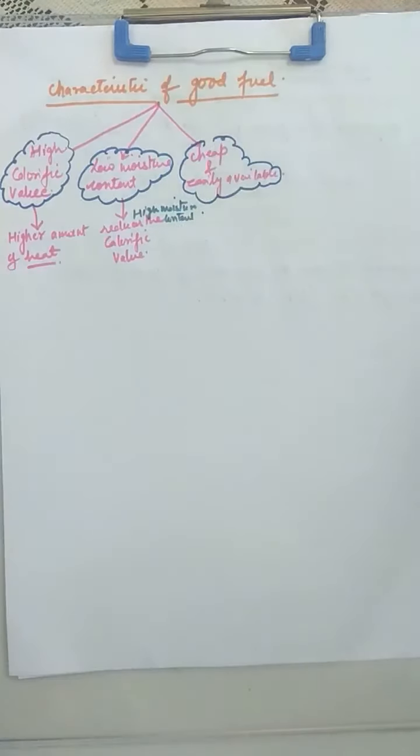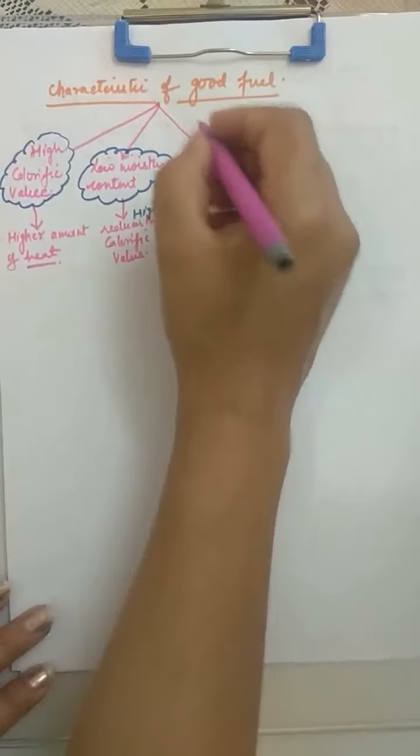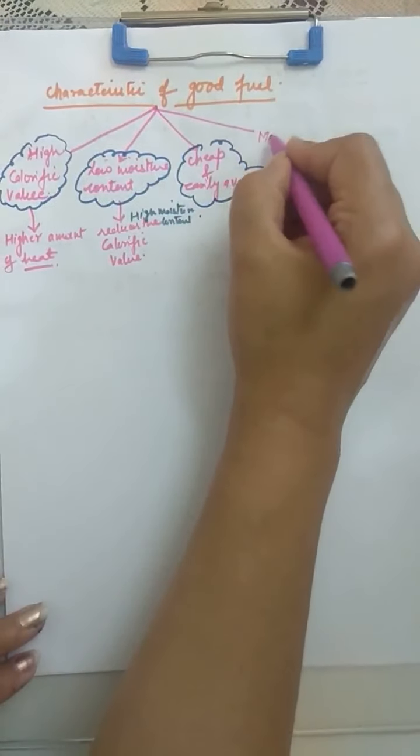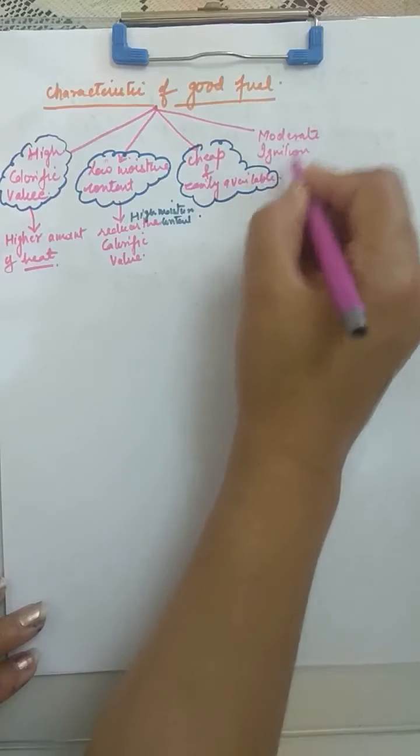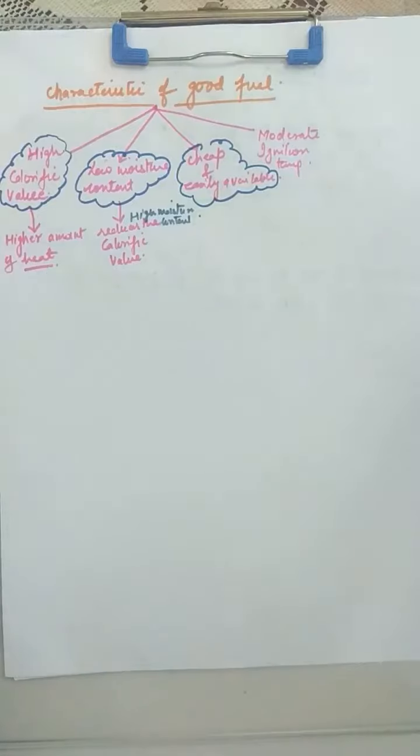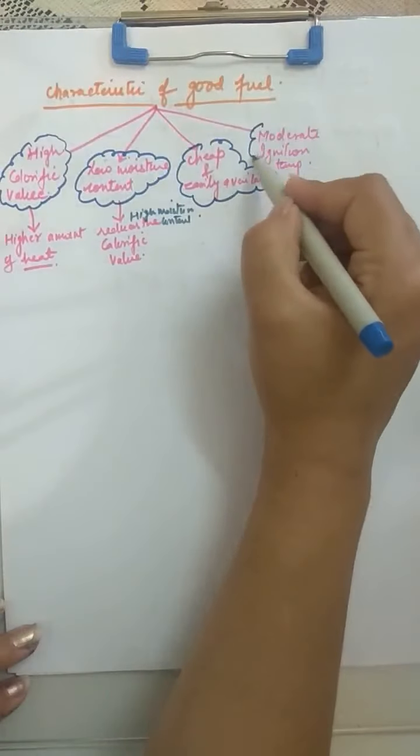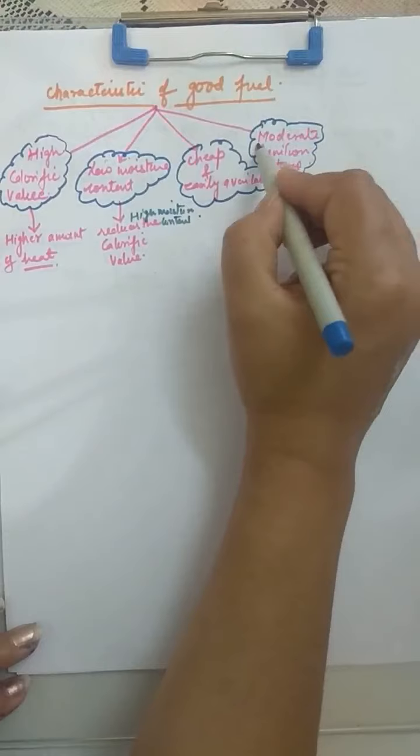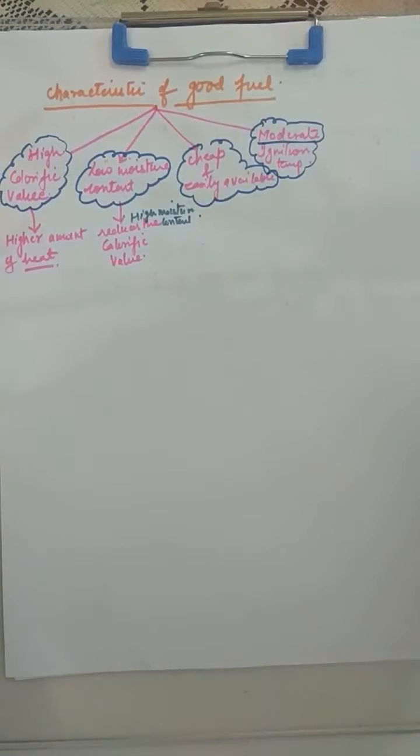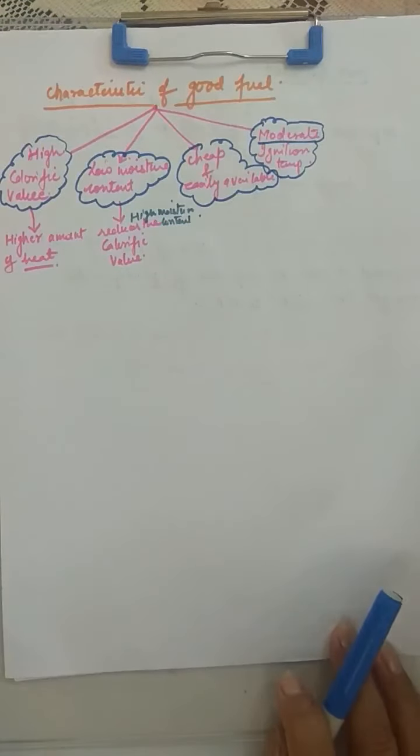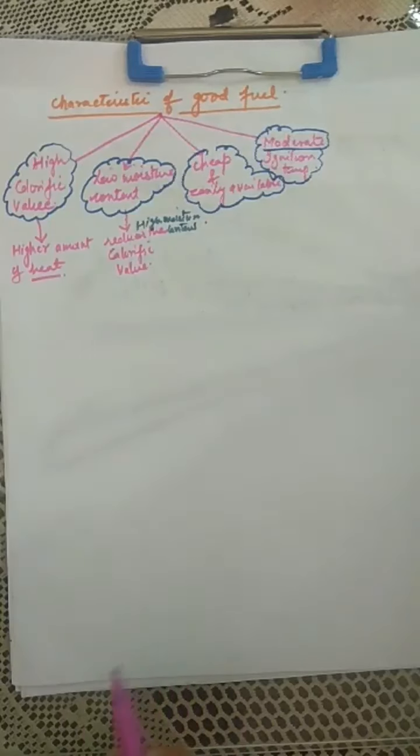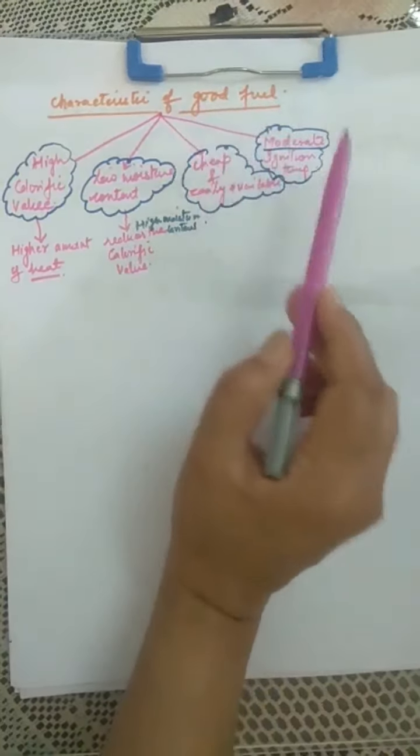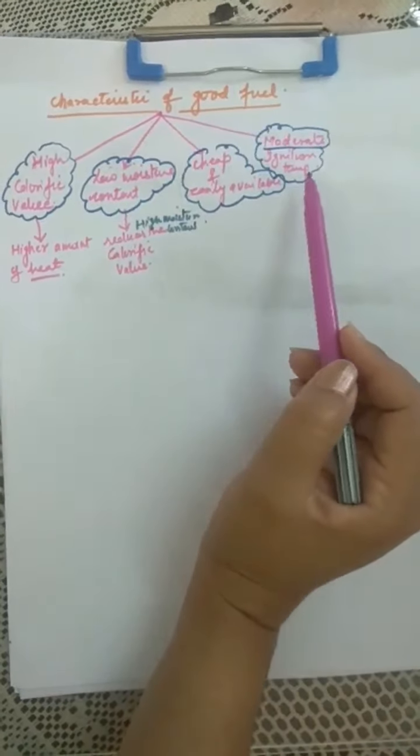Next point is moderate ignition temperature. Already we have studied what ignition temperature is. Ignition temperature is the temperature at which a particular fuel catches fire. It should be moderate. Moderate means in between. Neither should it be too high, nor too low. If the ignition temperature is low, then the fuel can easily catch fire. So a good fuel has moderate ignition temperature.